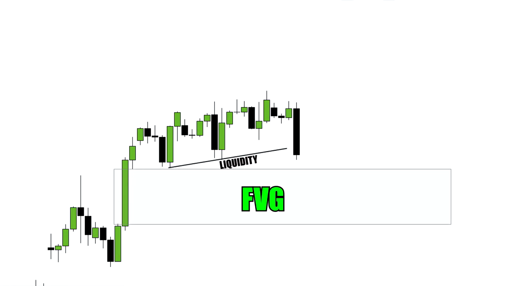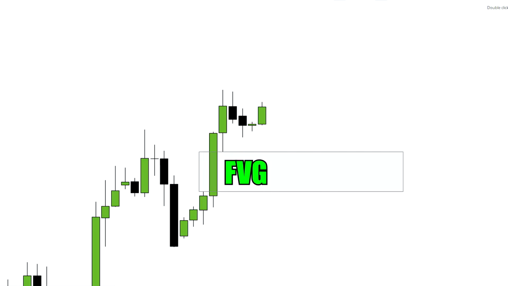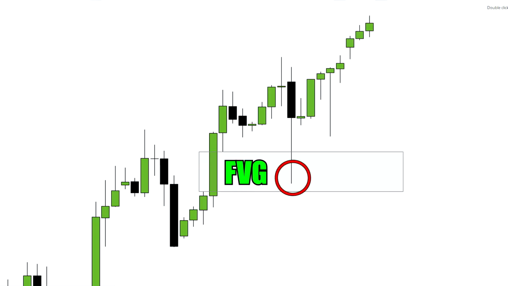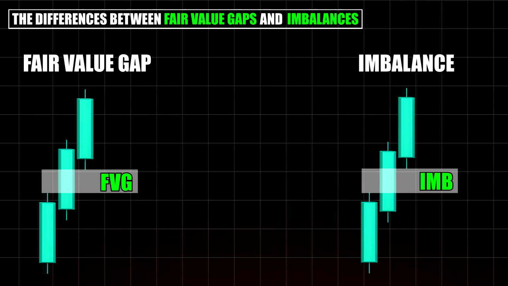Sometimes, price will tap into a fair value gap and immediately take off without fully filling the zone. In these situations, if you're waiting for the full imbalance to be filled, you might miss the trade entirely. On the flip side, there are times when the price does fill the gap completely, so if you had entered near the top or middle of the fair value zone, you could end up getting stopped out or forced to use a wider stop loss, which could throw off your risk to reward ratio. So both methods have their pros and cons.